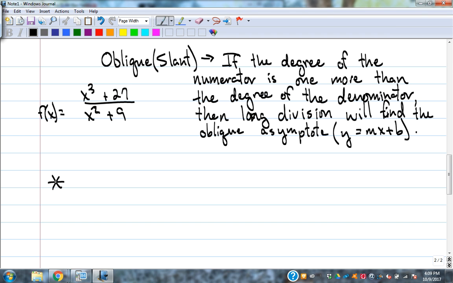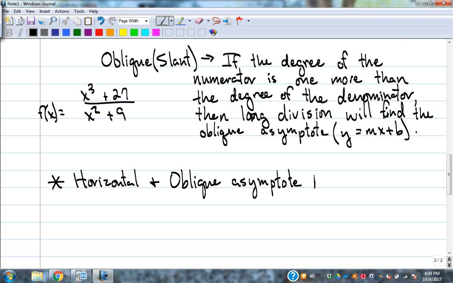But one key thing to remember is that horizontal and oblique asymptotes never occur together. There's no way that you would have an oblique asymptote and a horizontal asymptote. Vertical asymptotes can occur with either of these, but horizontals and obliques will not ever occur together. All right?